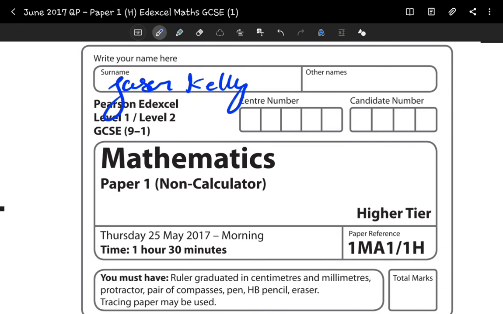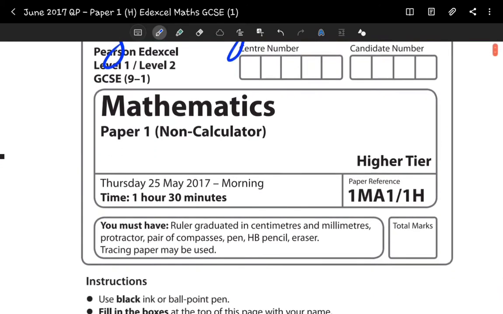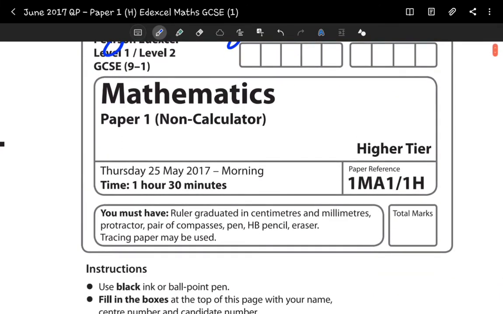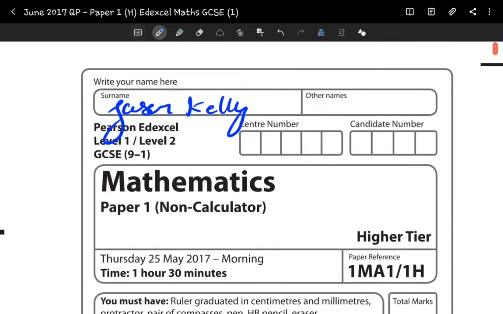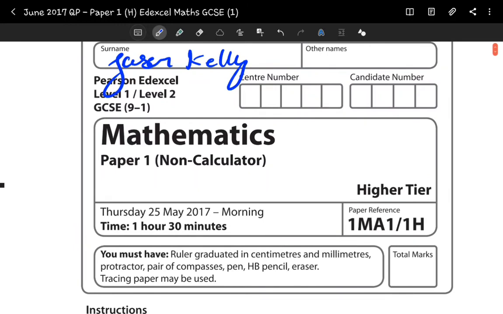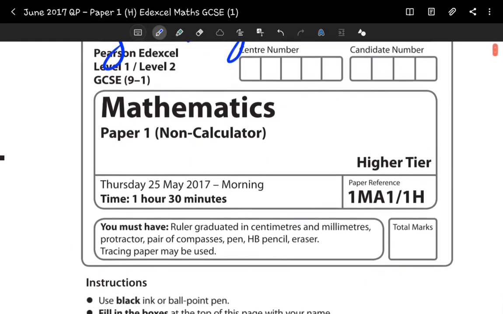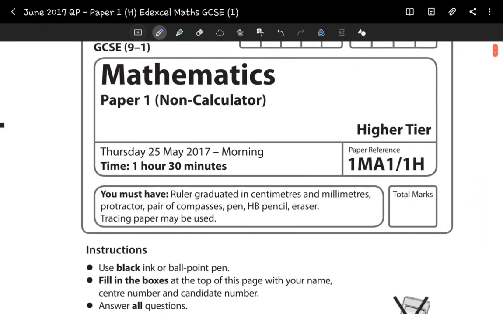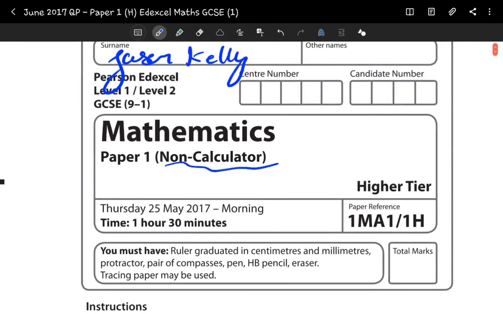This is going to be a video taking you through a GCSE maths paper, a higher tier one. As you can see in front of me, I have the one from May 2017. Now, I'm obviously going to do the best I can to ensure I don't make any errors or mistakes. But if I do, it'll be arithmetic. Bear in mind, this is a non-calculator paper.